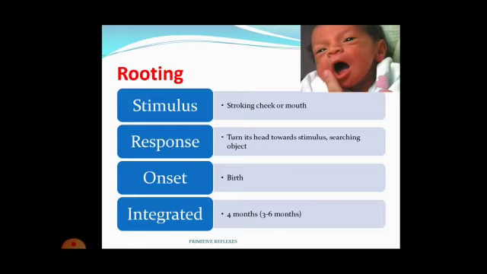Clear? So onset is definitely from birth and it will be integrated at the age of 4 months. Now 4 months is the average duration. In a few children it will be integrated at the age of 3 months, and sometimes it may extend up to 6 months also. So we can say that integration is at a minimum of 3 months and a maximum of 6 months of age. On average it is 4 months.